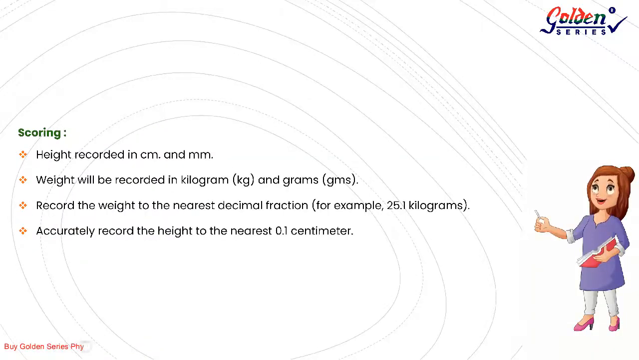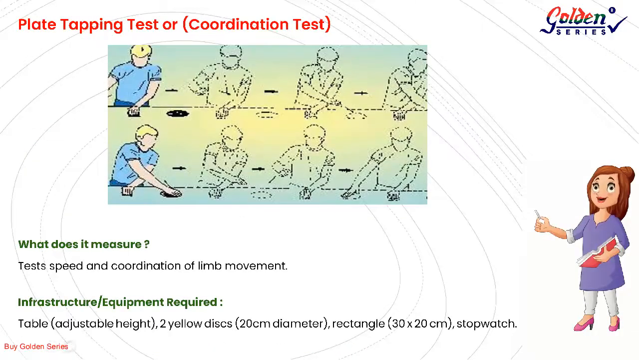Scoring. Height recorded in cm and mm. Weight will be recorded in kilogram, kg, and grams, gms. Record the weight to the nearest decimal fraction, for example, 25.1 kilograms. Accurately record the height to the nearest 0.1 centimeter. Plate tapping test or coordination test.